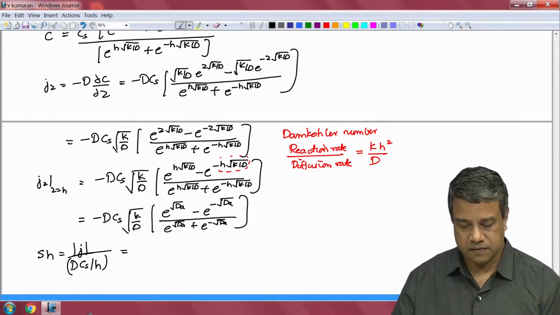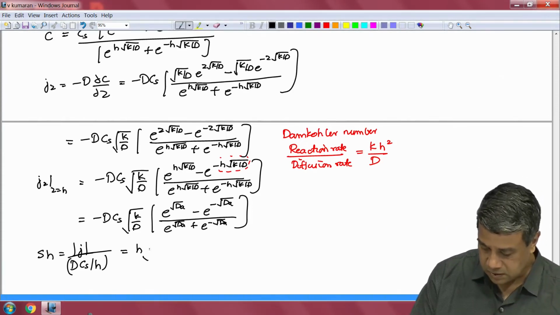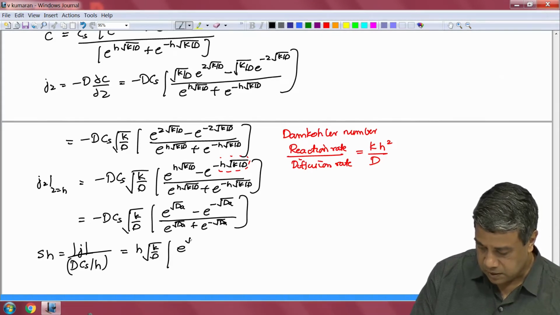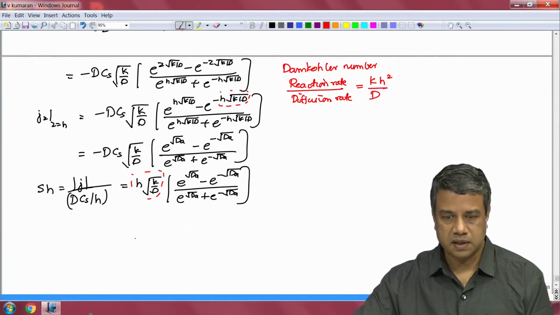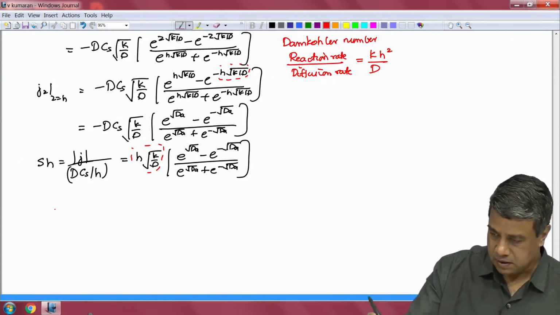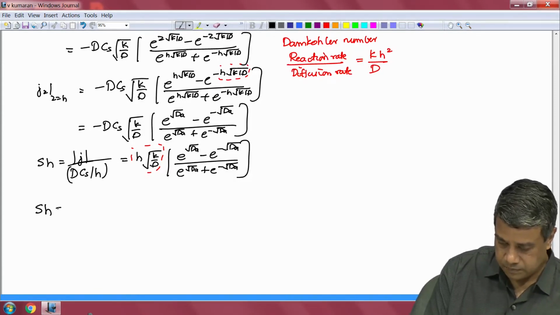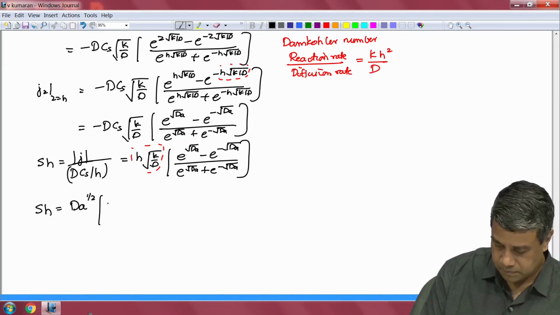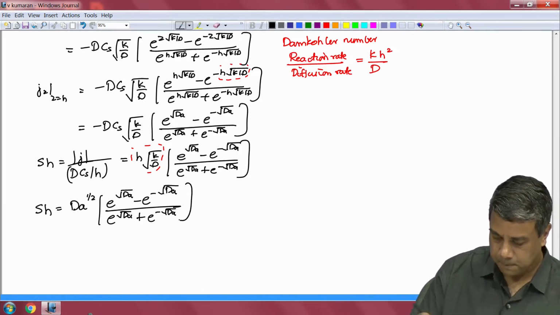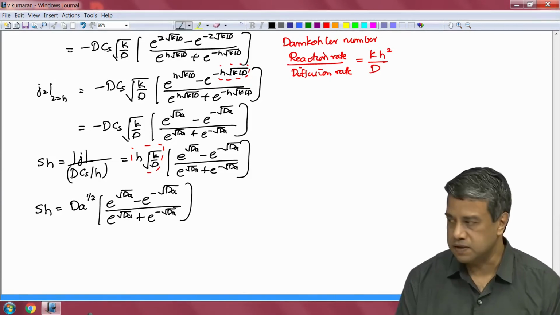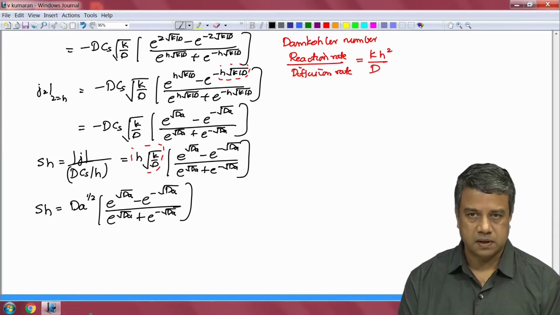If I take the magnitude of the flux and divide it by D Cs by h, I will get h root of k by D into e power root of the Damkohler number, and this once again is the square root of the Damkohler number. And this is the correlation for the Sherwood number for the diffusion into this film of thickness h.